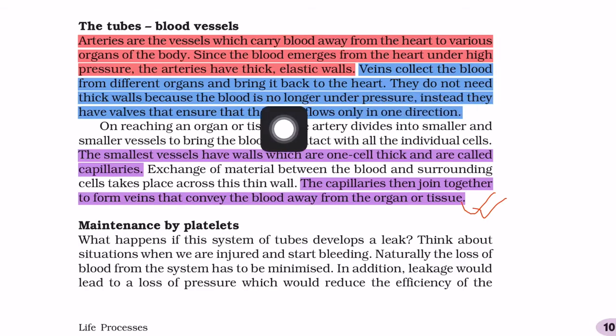They do not need thick walls because the blood vessels are no longer under pressure. Instead, they have valves that ensure that the blood flows only in one direction. Third point, you can write that the walls of the veins are not as thick or elastic in comparison to arteries. Another thing, you can write the fourth point: veins have valves, but arteries do not have valves.